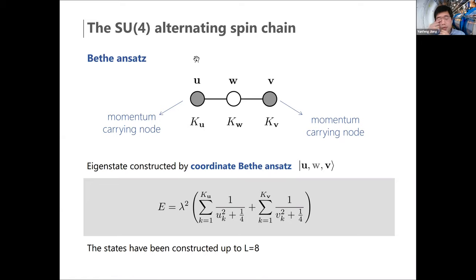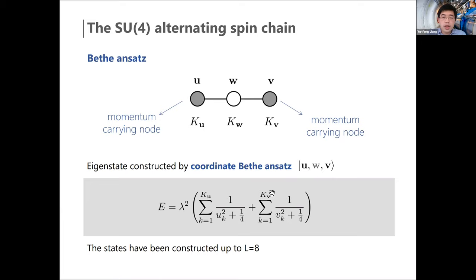And here is the Dynkin diagram for the Bethe ansatz. We need to notice that there are two momentum carrying nodes, which are these gray colored nodes. We denote the rapidities associated to these three nodes by U, V, and W, where W is the auxiliary node. The momentum carrying nodes are the ones whose rapidity appears in the energy formula. So if you construct an eigenstate with U, V, and W, then the energy is given by this formula, where the U type and V type rapidities appear. This is different from the N equals 4 super Yang-Mills case, where we have only one momentum carrying node. And here also, if you remove this auxiliary node, you get two decoupled SU(2) spin chains.